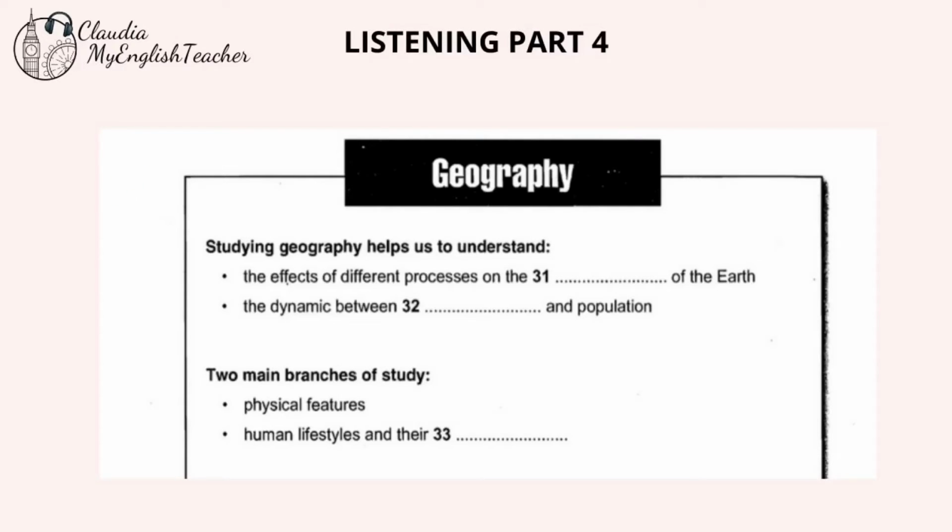And the same thing is for 32. We've got the dynamic between gap and population. So the first thing you do is you try and guess what kind of word grammatically we need. And that would be a noun because you've got between and a population. Population is a noun, so you'll probably have a noun as well. But then will the recording say population?